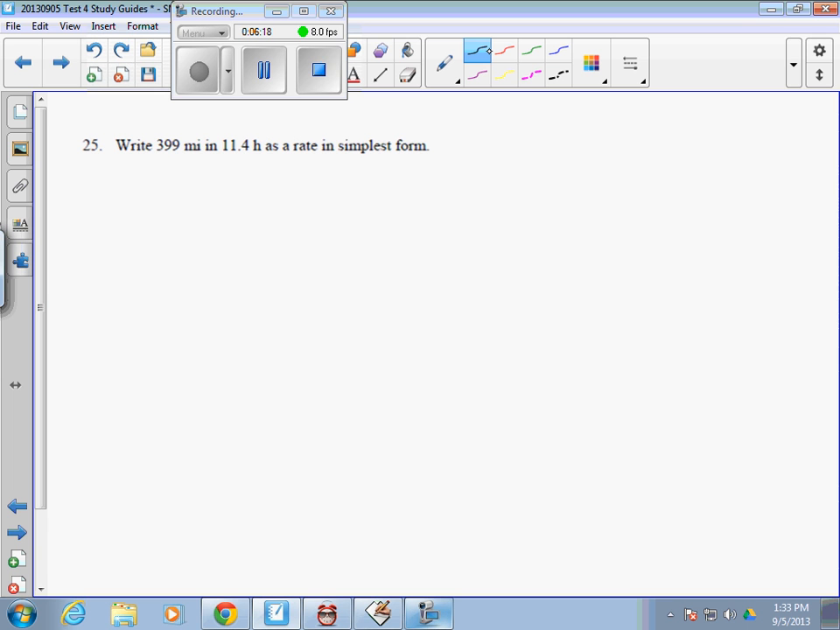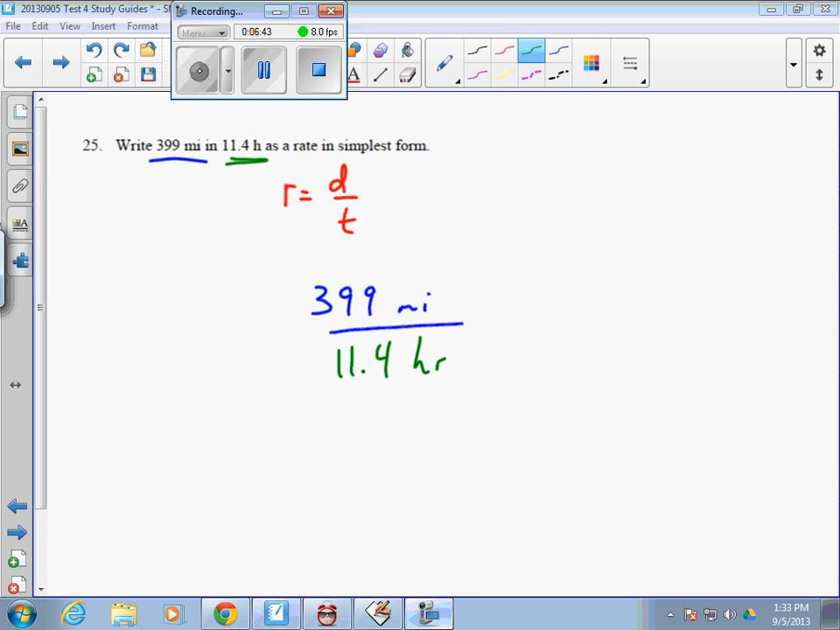Number 25 says write 399 miles in 11.4 hours as a rate in simplest form. Rate equals distance over time. We've been looking at one for a couple of weeks now. So your distance measurement is 399 miles. Your time measurement is 11.4 hours. And 399 divided by 11.4 is, in fact, 35 miles per hour.